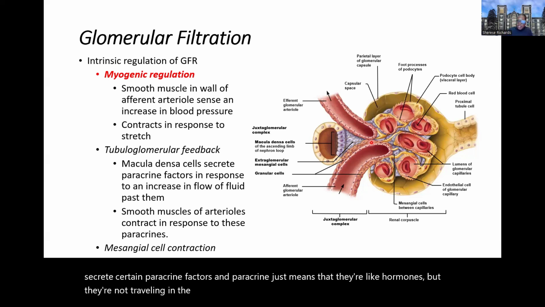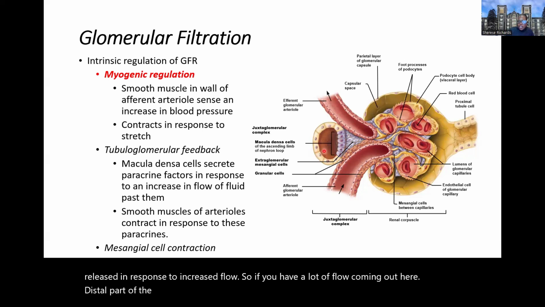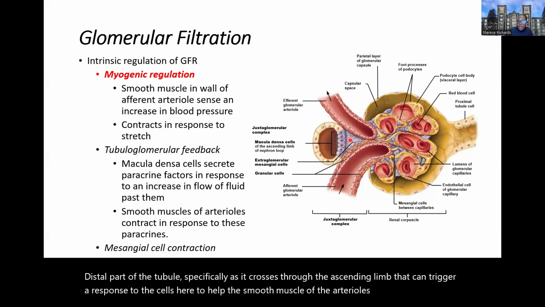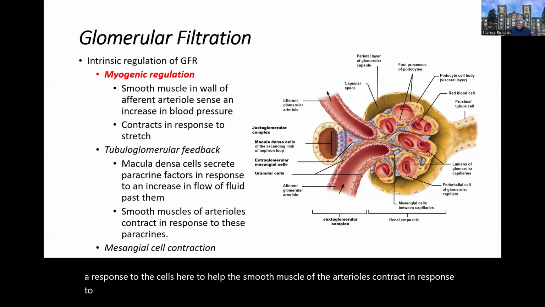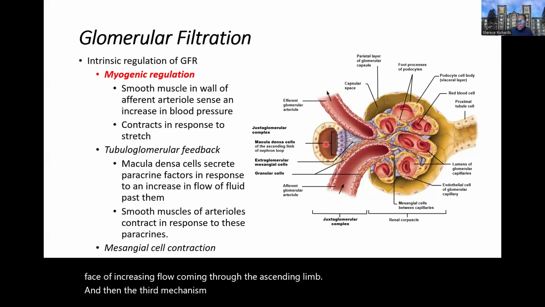They're cell-to-cell signaling factors that are released in response to increased flow. So if we have a lot of flow coming through the distal part of the tubule, specifically as it crosses through the ascending limb, that can trigger the cells here to help the smooth muscle of the arterioles contract in response to these paracrine signals. That too can cause a contraction that regulates GFR in the face of increasing flow through the ascending limb. The third mechanism is mesangial cell contraction.